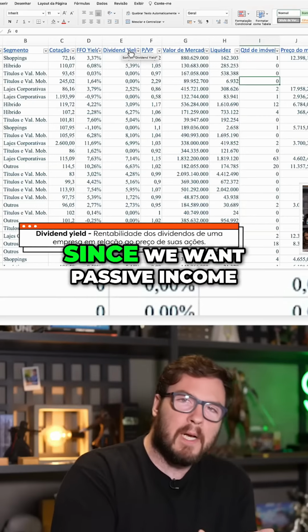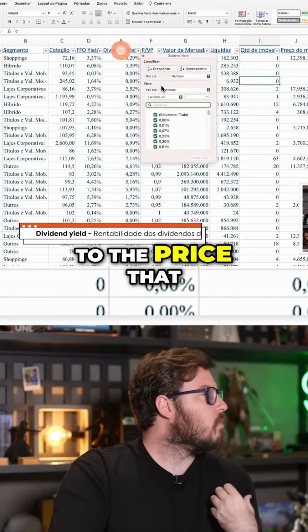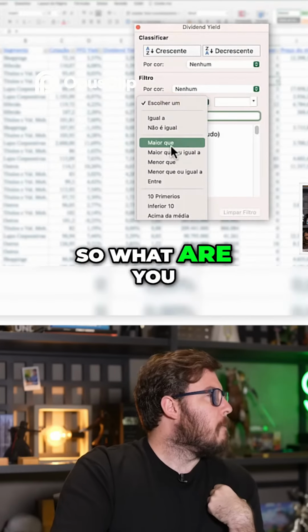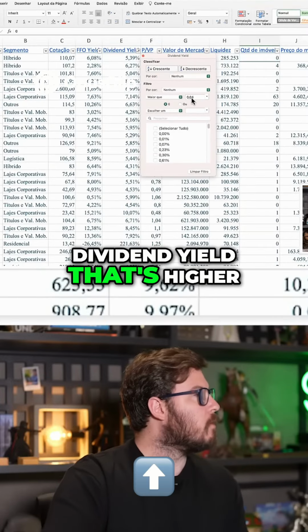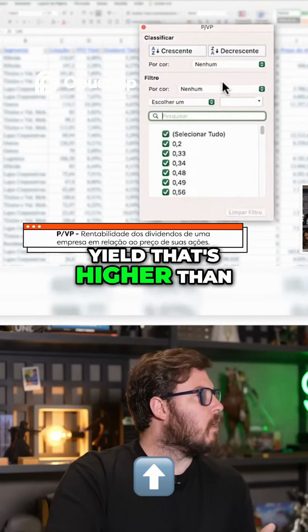To begin with, since we want passive income, the dividend yield is the ratio of dividends to the price that the real estate fund distributes. You want a high dividend yield. So what are you going to do here? You're going to filter. I want a dividend yield that's higher than 4%, for example.